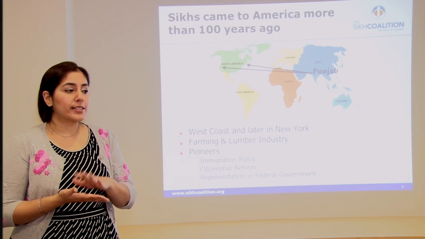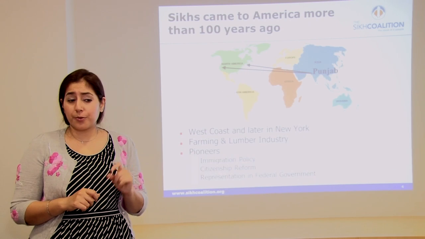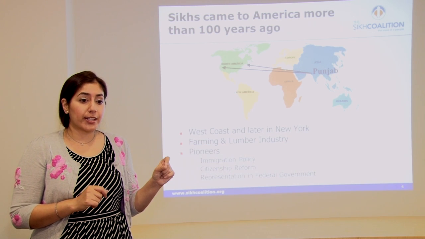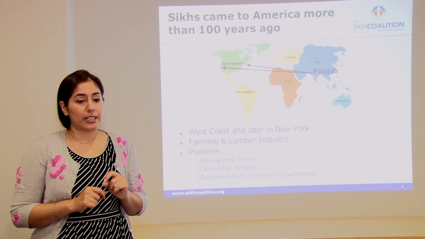And so we see Sikhs, just like every other immigrant group in this country, have had to fight for their citizenship, fight for their rights, and really struggle to gain a foothold in this country. And the Sikh story is no exception to that. Sikhs have also been successful in federal government. So the very first Asian American elected to Congress happened to be a Sikh, and his name was Dalip Singh Saund.